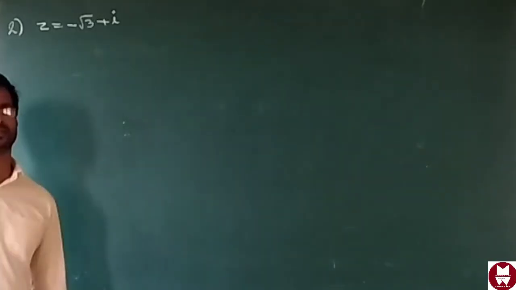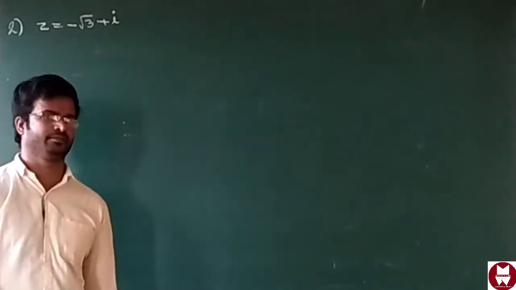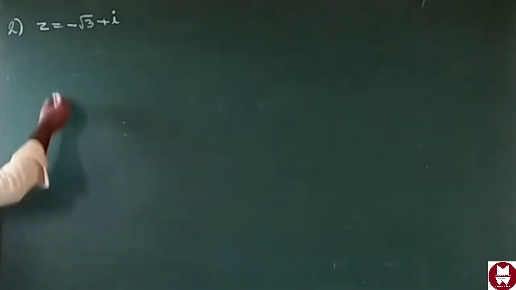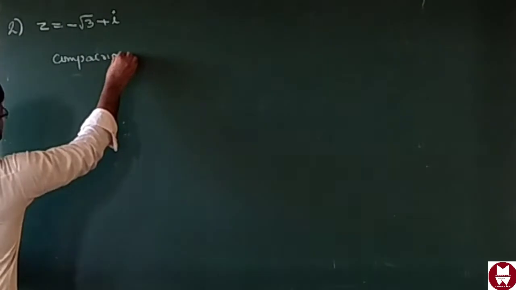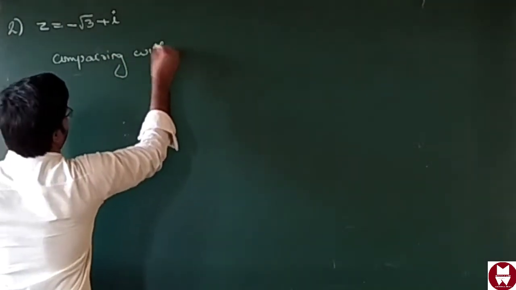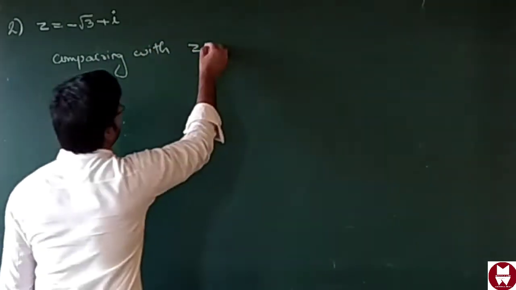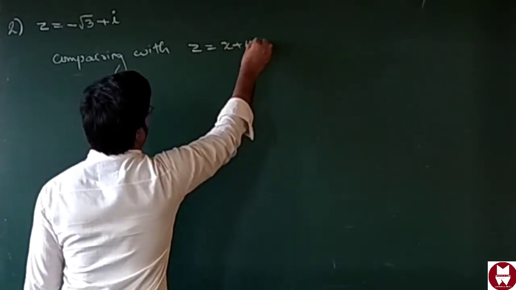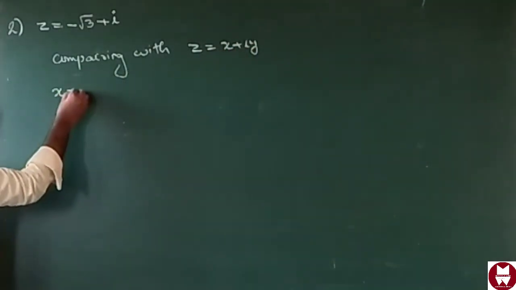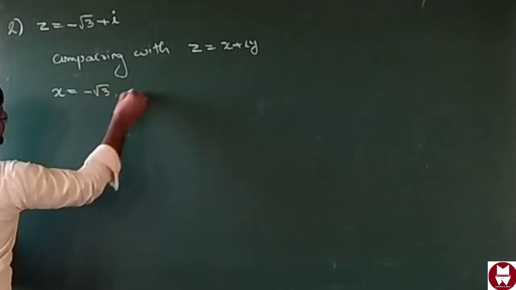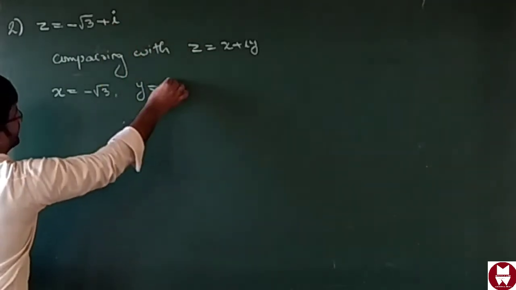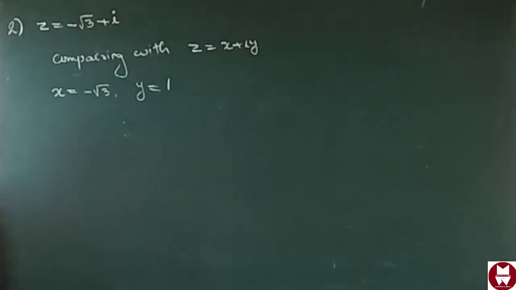Second question. Here also one complex number is given, z equal to minus root 3 plus i. We have to find out the modulus and argument. First, comparing with the general form of a complex number, z equal to x plus iy, x means the real part, that is minus root 3, and y equals the imaginary part, 1. Nothing is written, which means 1 is there.